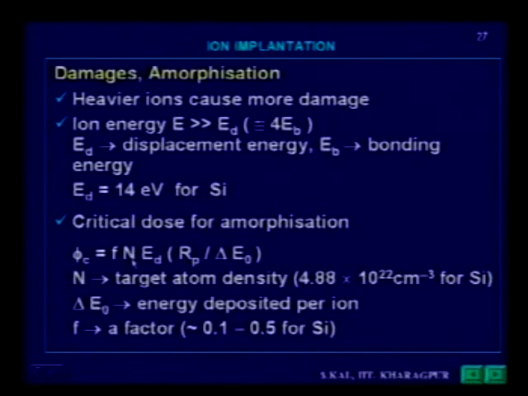F is a constant, N is the silicon density if it is a silicon target, 4.88 × 10²². Rp is the projected range, divided by delta E naught, the energy deposited per ion. This is the critical dose for amorphization. You can calculate from these values. Okay? So these are the channeling and amorphization phenomena in ion implantation. So next class, I will discuss the ion implantation machine. Let me stop here now.